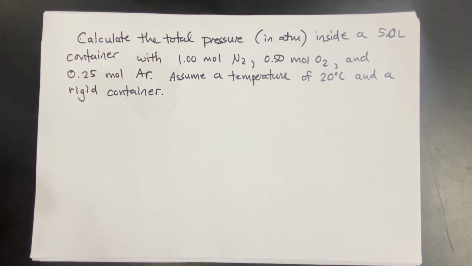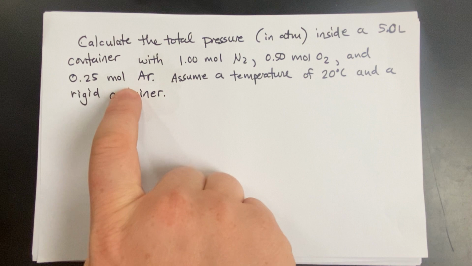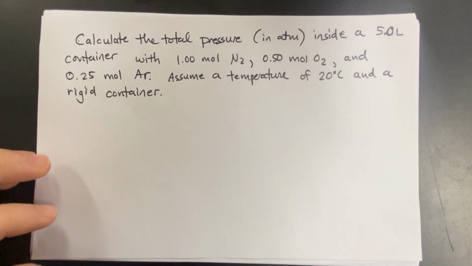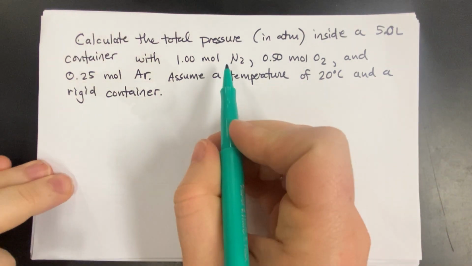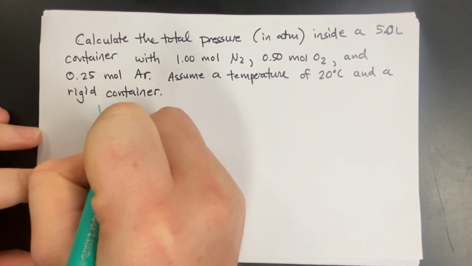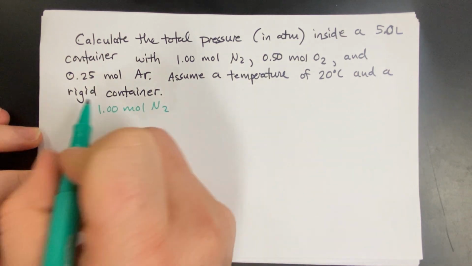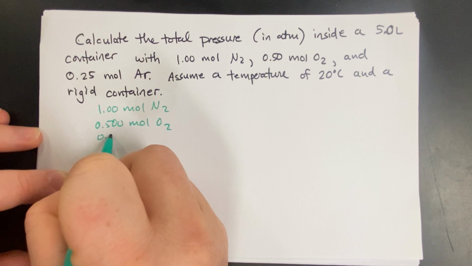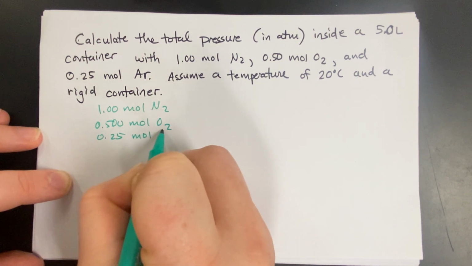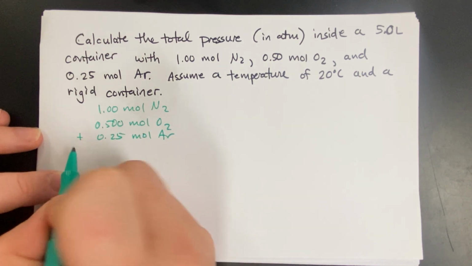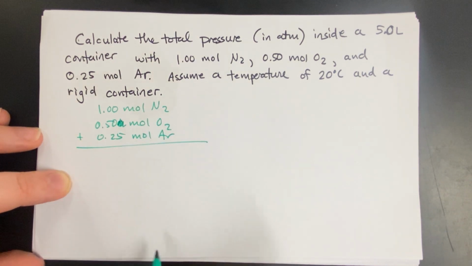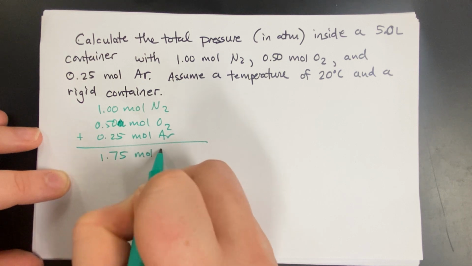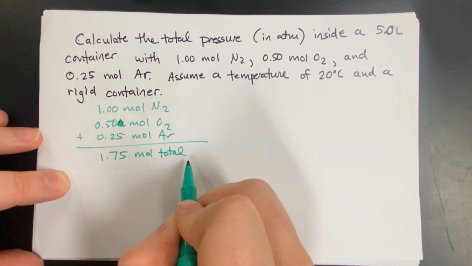Well, here's what I'm thinking. I would add these up, get my total moles. Moles will add together as well, and so you can use that as a bit of a stand-in. So I'm going to do that. So I've got 1 mole nitrogen and 0.5 oxygen and 0.25 argon. Add that all together, and you get 1.75 moles total. So I know my moles.